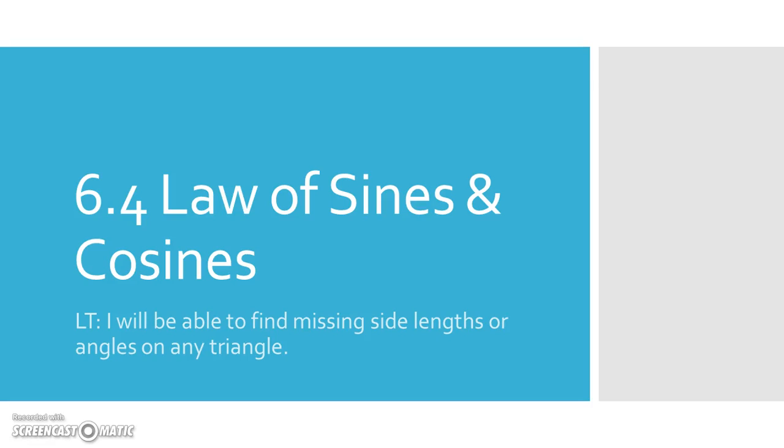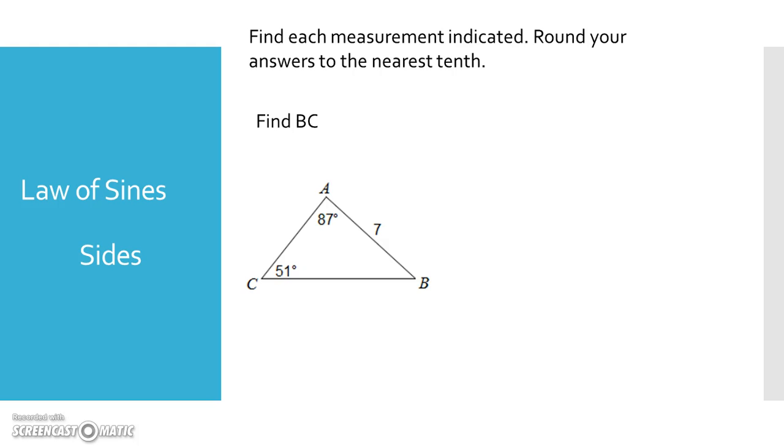Welcome to 6.4 Law of Sines and Cosines. First thing we need to do is understand what our lowercase letters and our capital letters stand for. So capital letters are our angles. So we have capital A, which is angle A, it's 87 degrees. Capital B, we don't know. And then capital C is 51 degrees.